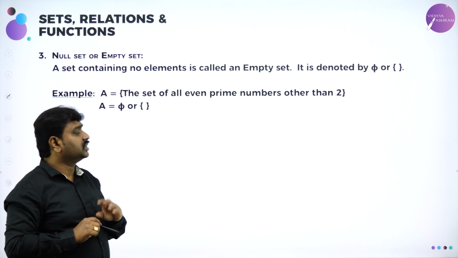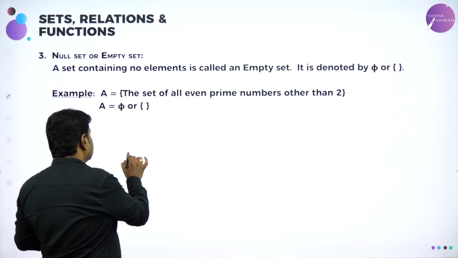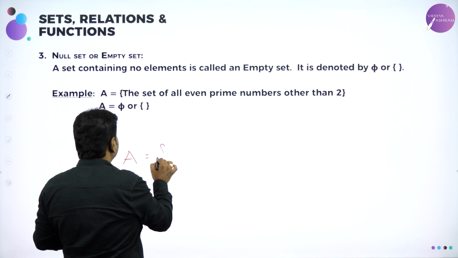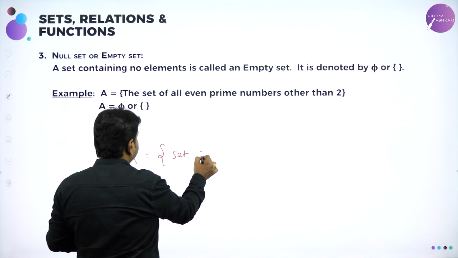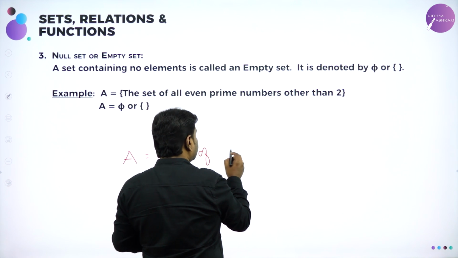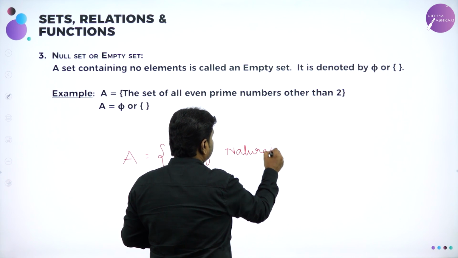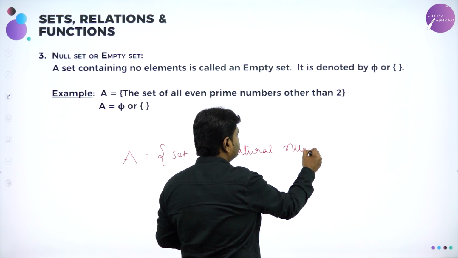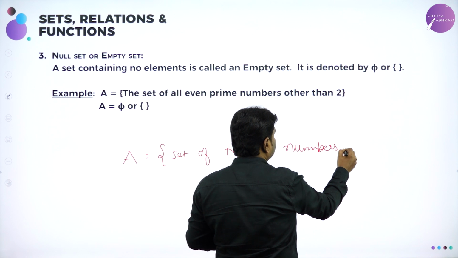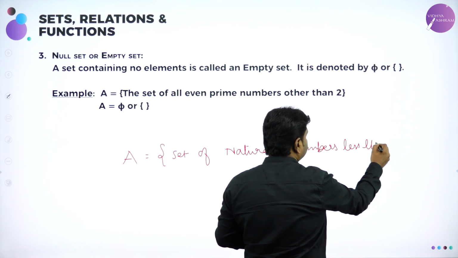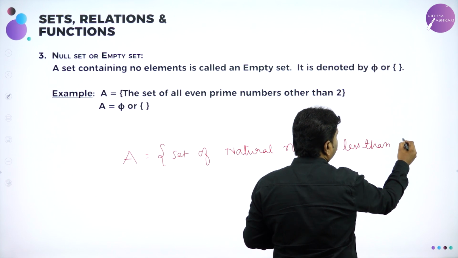All even numbers less than 2. Or I'll say another set. Set A is equal to the set of natural numbers less than 1.